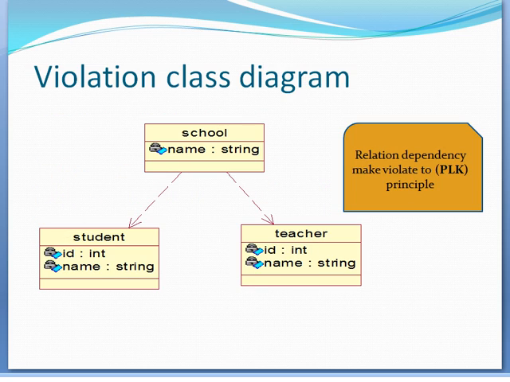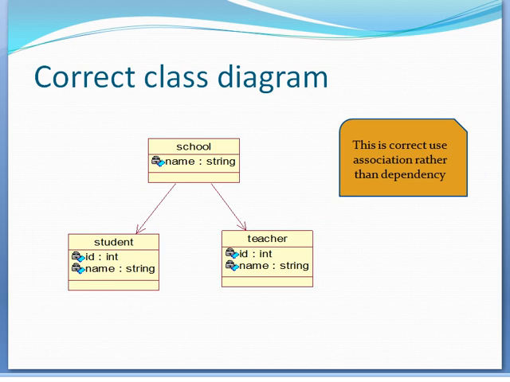So here in our violation class diagram, we have 3 classes: school, teacher, and student. The class school declares an object from class student and an object from class teacher. So here it's difficult for users to understand, and we have a dependency between these classes. To avoid that, we use an association relationship between them rather than dependency.